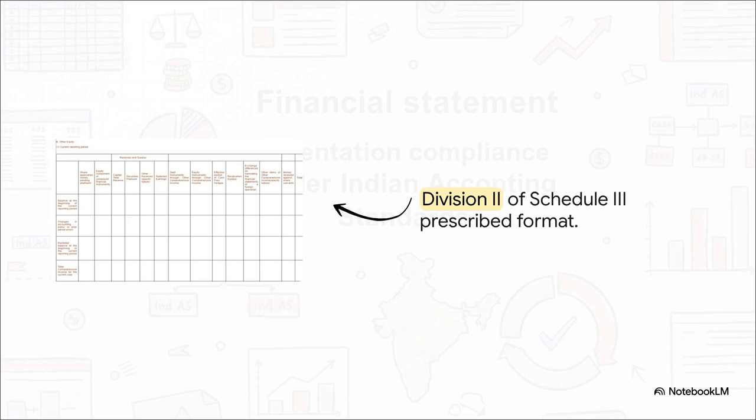What does it say? It specifically requires a dedicated row for total comprehensive income for the current year.